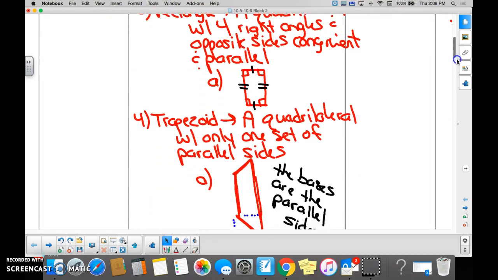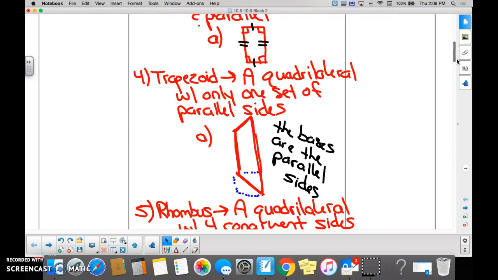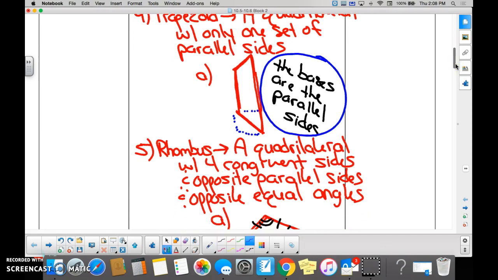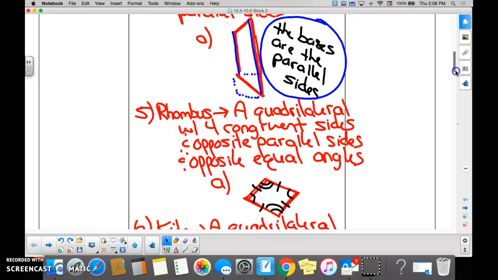Trapezoid. What are the bases of a trapezoid? Somebody tell me the bases of a trapezoid are always going to be what, Ava? The parallel sides, because a trapezoid only has one set of parallel sides. So in this trapezoid right here, base 1, base 2. Does it matter which one's base 1 or which one's base 2? No. Samatar, I said eyes up here.